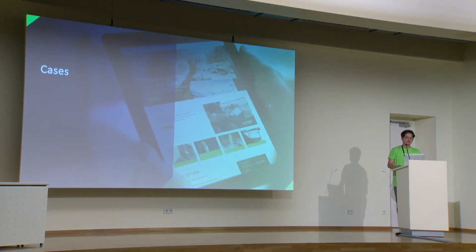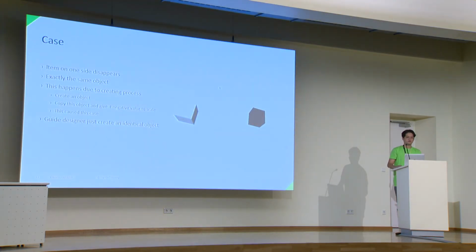So I would like to share some cases that I really worked on. First, this case is something that was really weird, but okay. The items on one side disappear just like this. So we needed to investigate what makes it happen. And apparently, we found out that when we gave a negative scale to an object, the object with a negative scale value disappears like this, because the normal value is flipped.